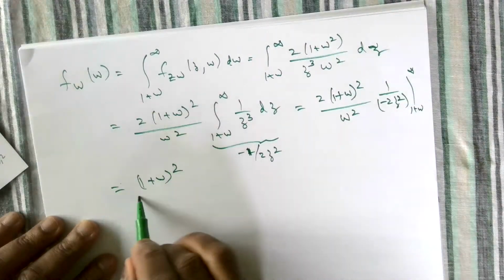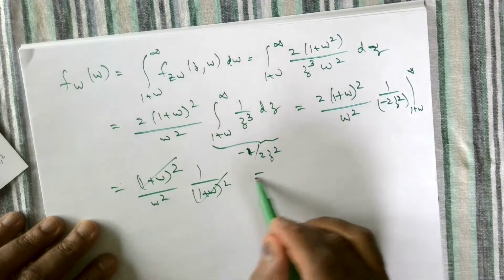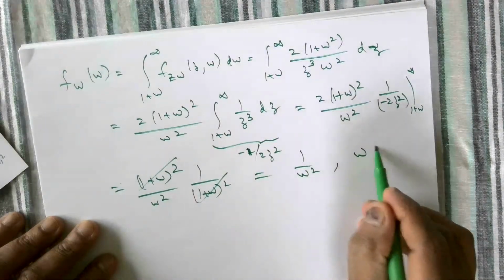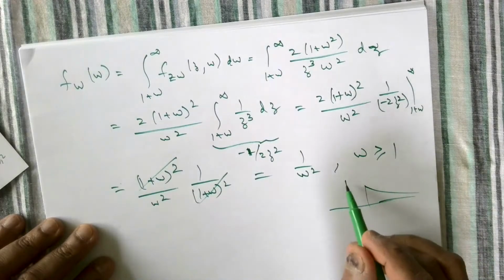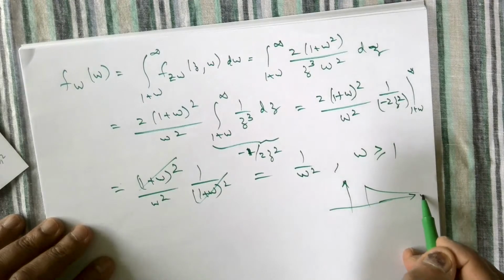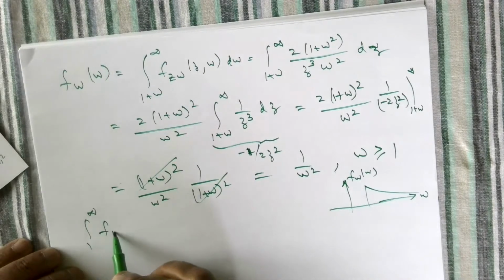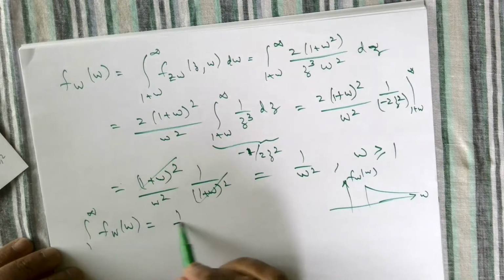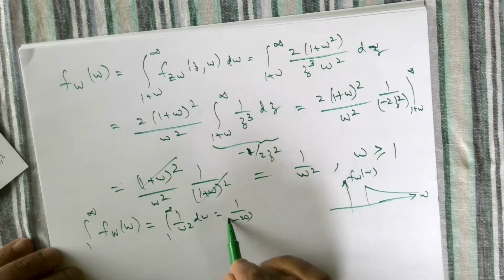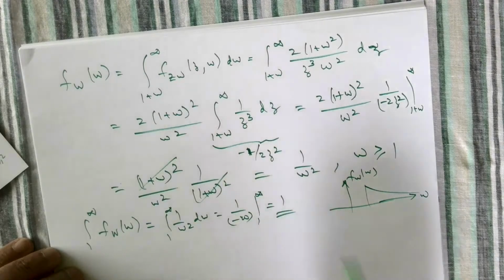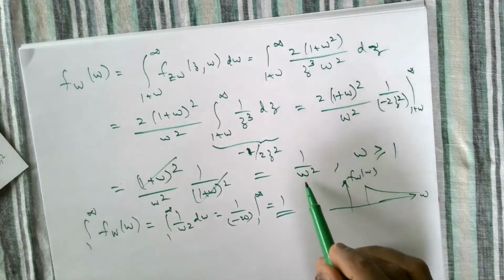So 1 over 1 plus w squared, so that also cancels. You get 1 over w squared. For w, we already saw it is greater than 1. So that's something like this. And just to check, you can mentally see this is correct, because the integral from 1 to infinity of FW is 1 over w squared, which is minus 1 over w from 1 to infinity, that's 1. So that checks.